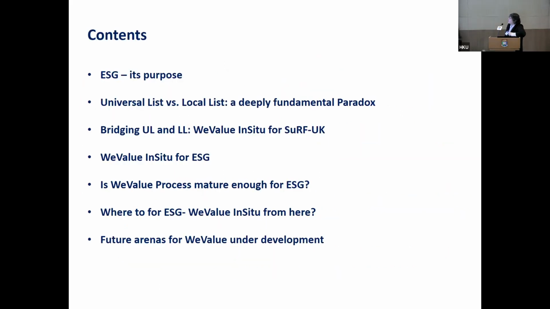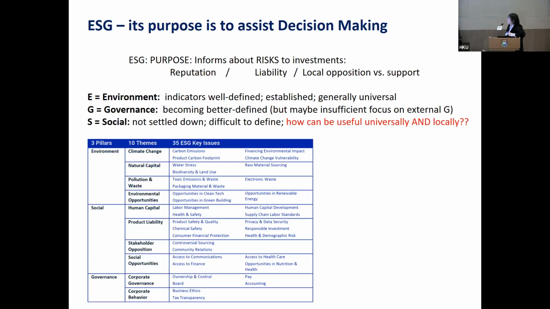So here's my contents. We'll see them as we go along. The first is going to remind you a little bit about the purpose. You can't measure anything at all unless you have a reason to measure it. So for ESG, we need to remember its purpose, and its purpose is to assist decision-making, and in particular, risks to the investments, risks to reputation, perhaps liability, local opposition, or local support.